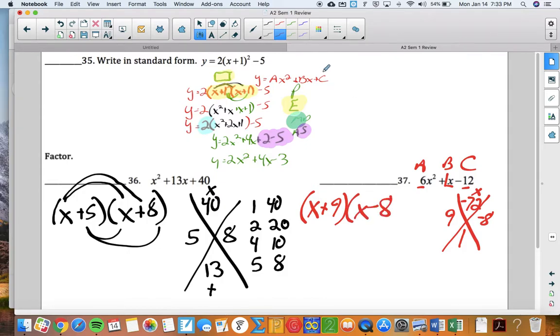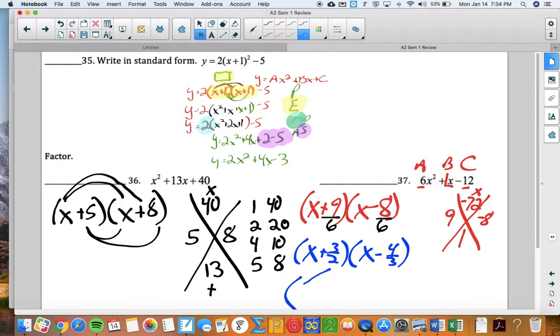However, because our leading coefficient is not 1, we're going to divide all of these values by that coefficient, which is 6. Now, the next thing you have to do right at this point is to take a look at these fractions and simplify them. This becomes 3 halves, and this one becomes, so it's x minus 4 thirds. Simplify these fractions as much as possible.